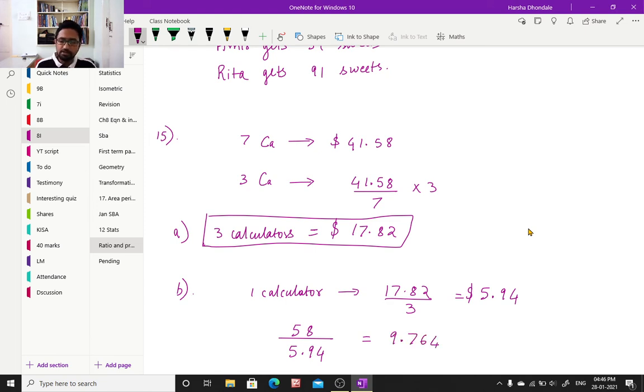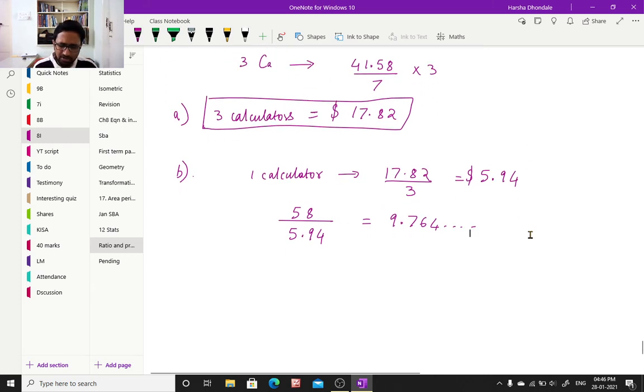9.76 something something. Okay, you don't have to write this. You just write 3 decimals, that's enough. You can write these many calculators, but obviously nobody would want to buy that. You will buy 1, 2, 3 calculators, 9 calculators, 10 calculators, but you wouldn't buy 9.76 calculators. It doesn't make sense. So my answer will be, you can buy 9 calculators.